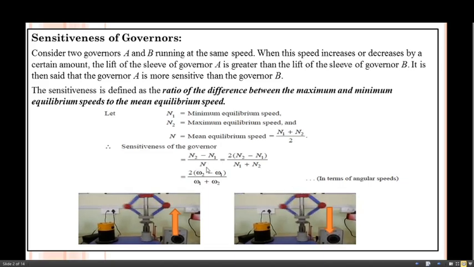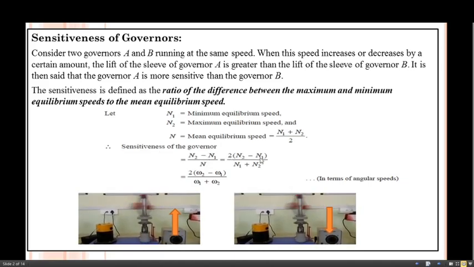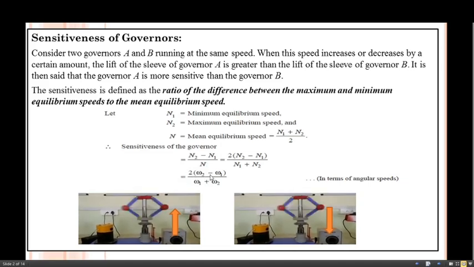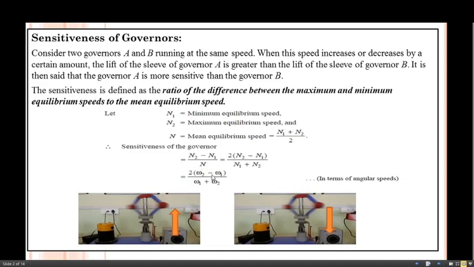So substitute the value of mean speed here. We can get the sensitiveness of the governor in this way: 2 into (N2 minus N1) divided by (N1 plus N2). In terms of angular speed, we get the sensitiveness of the governor as 2 into (omega 2 minus omega 1) divided by (omega 1 plus omega 2).